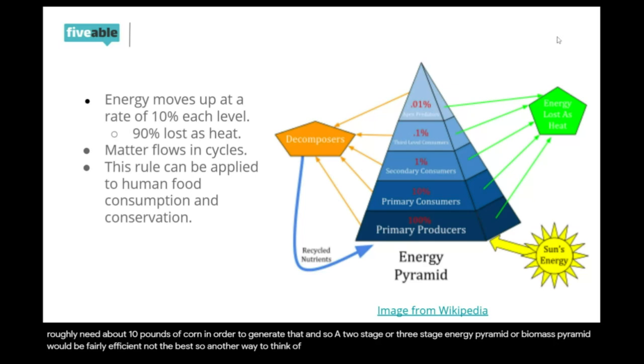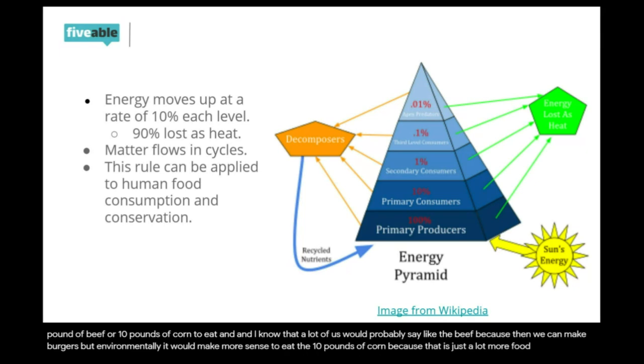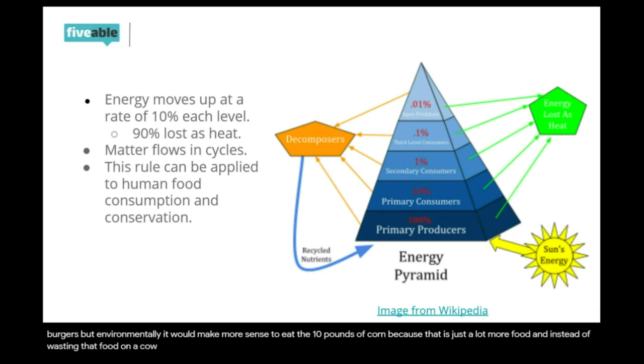Another way to think of that as far as sustainability would be, would you rather have 1 pound of beef or 10 pounds of corn to eat? And I know that a lot of us would probably say the beef, because then we can make burgers. But environmentally, it would make more sense to eat the 10 pounds of corn, because that is just a lot more food. And instead of wasting that food on a cow to get that 1 pound of beef, it would be more food that way.